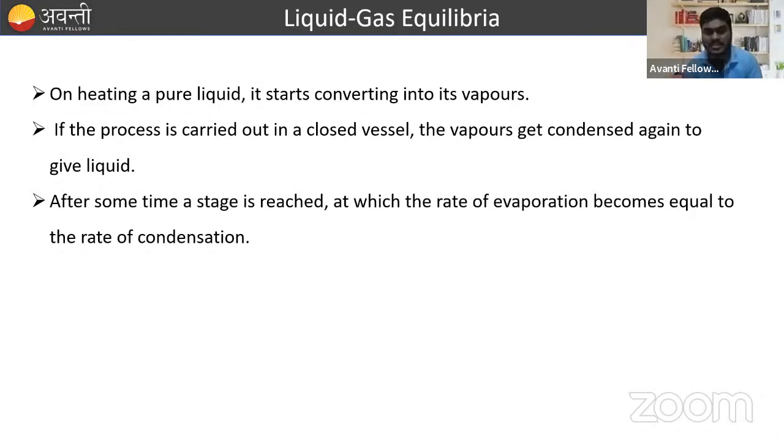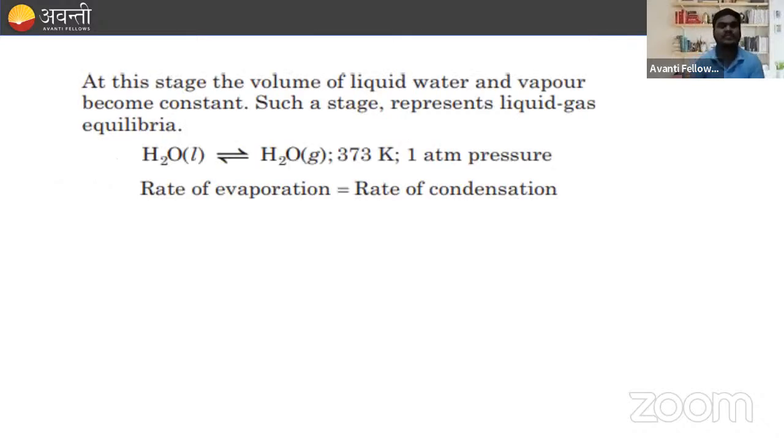Now, after some time, a stage is reached at which the rate of evaporation becomes equal to the rate of condensation, right? This point is known as liquid-gas equilibrium. At this stage, the volume of the liquid water and the vapor become constant. Such a stage represents liquid-gas equilibrium, where H2O in liquid form and H2O in gas form occur at 373 Kelvin, or 1 atmospheric pressure.